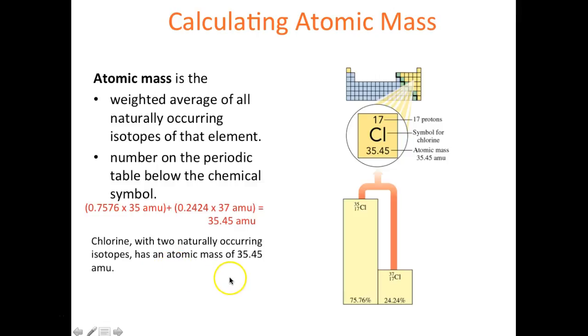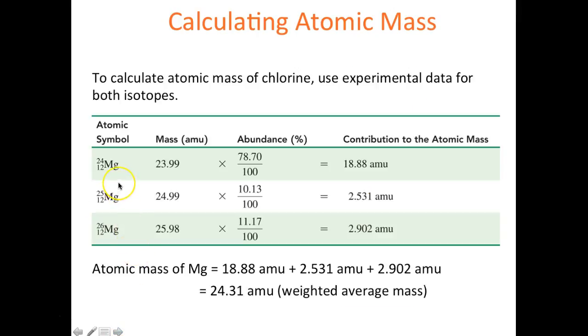Atomic mass. So we looked at how atomic mass was calculated. You're basically taking the percentage times the corresponding mass, and then adding those fractions up together, and that's how you get 35.45 for chlorine. Here is another example with magnesium, and we've already looked at it before. You take the percentage, divide by 100, times the corresponding mass, and then you get those different fractions. You add them all up together to get the final weighted average mass.